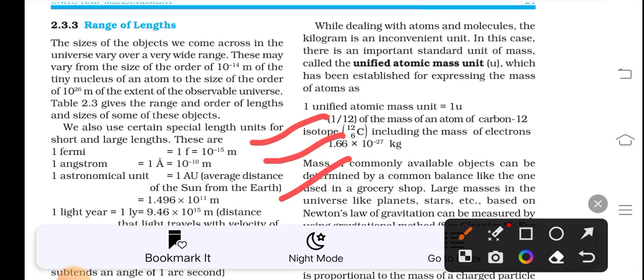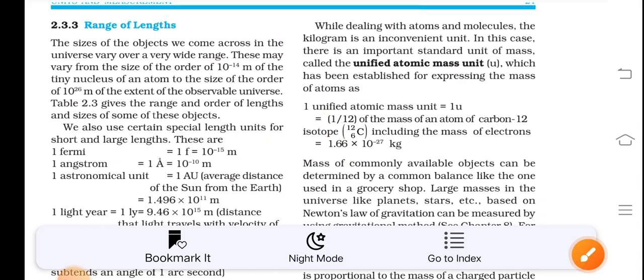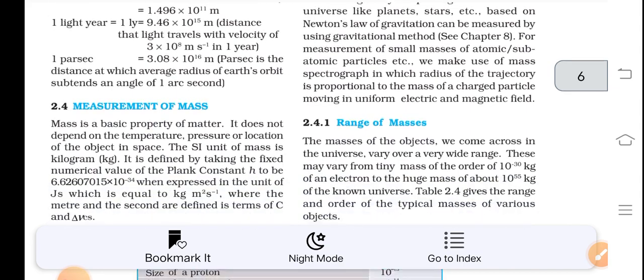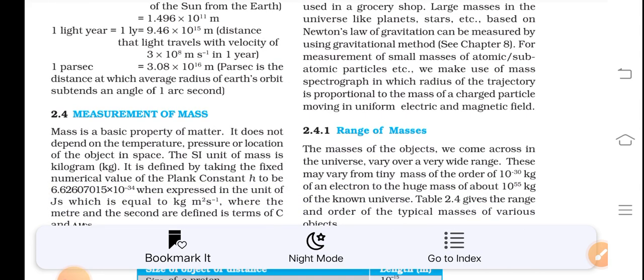In chemistry we come across AMU, the atomic mass unit, in the moles chapter. So one unified atomic mass unit is equal to 1 by 12th of the mass of a carbon atom. Most people will see this in chemistry only. So here there is no need to stress over these points. These are to give some basic idea about it. So don't get stressed by seeing this.